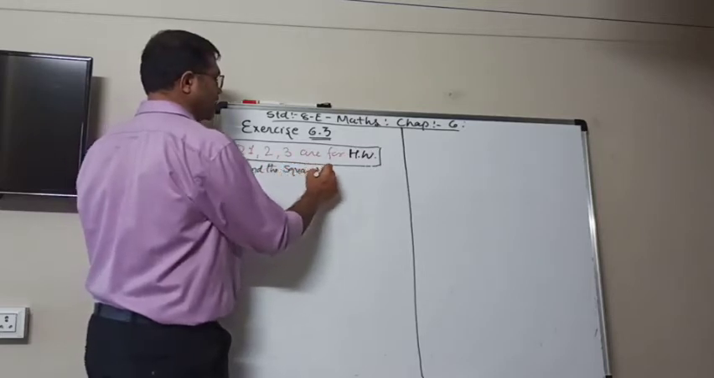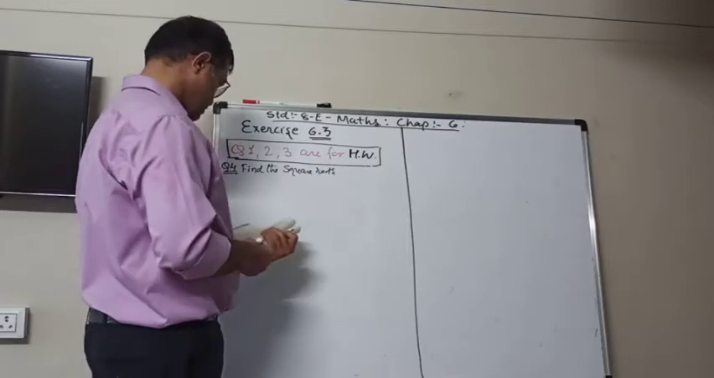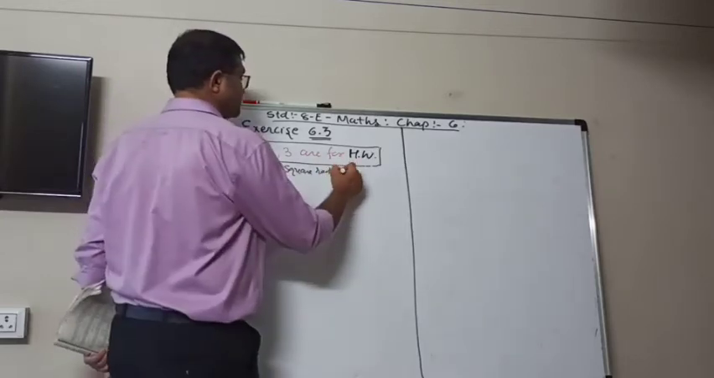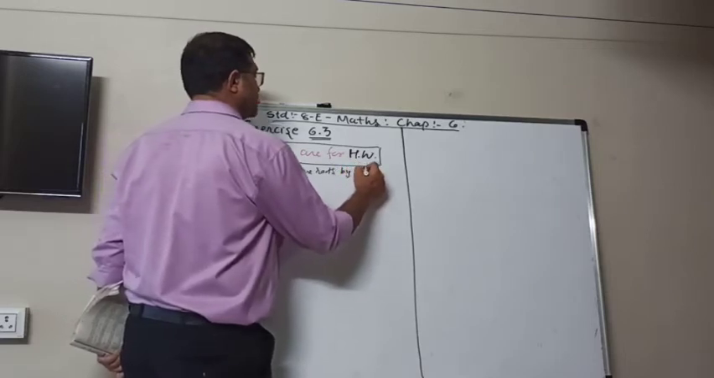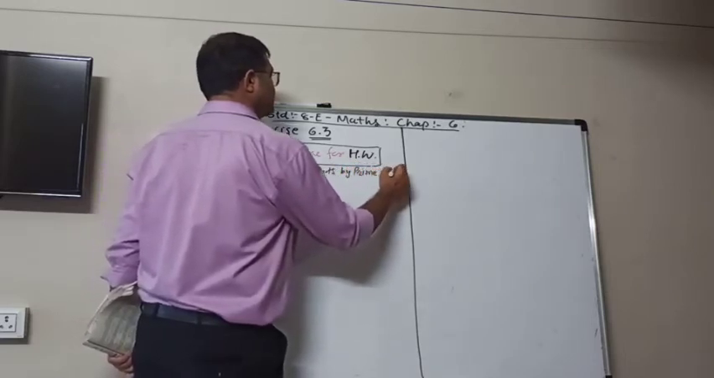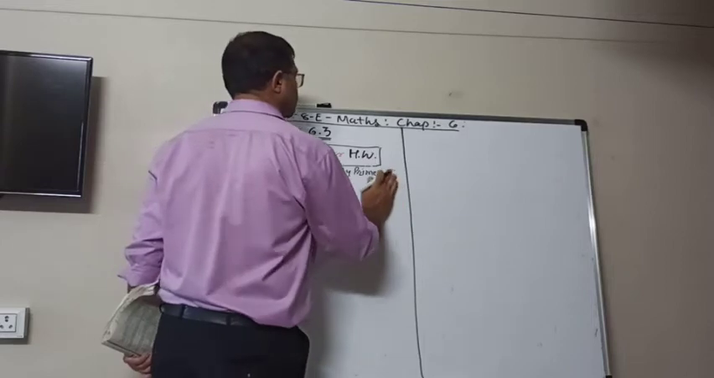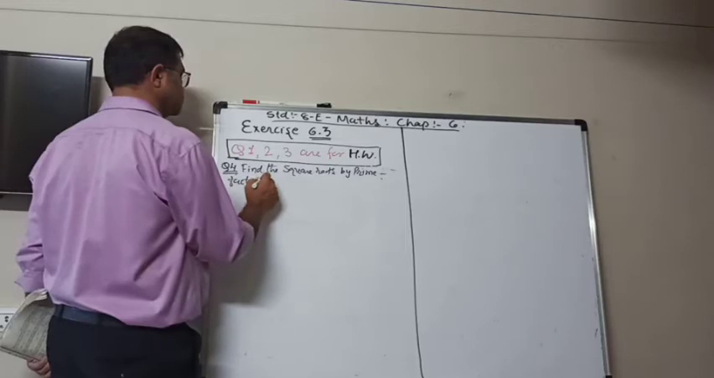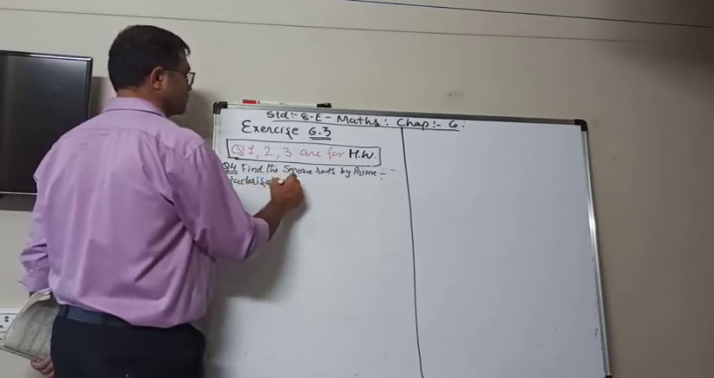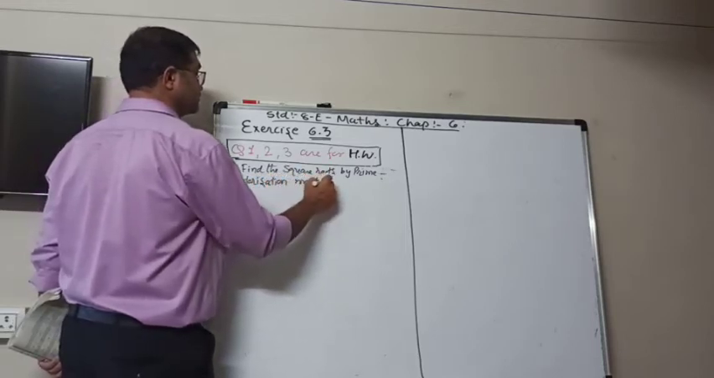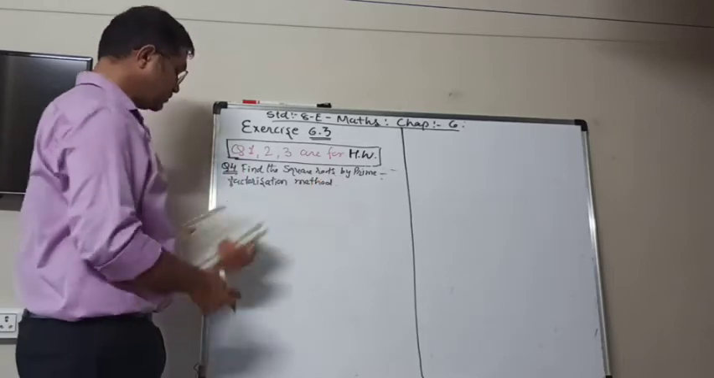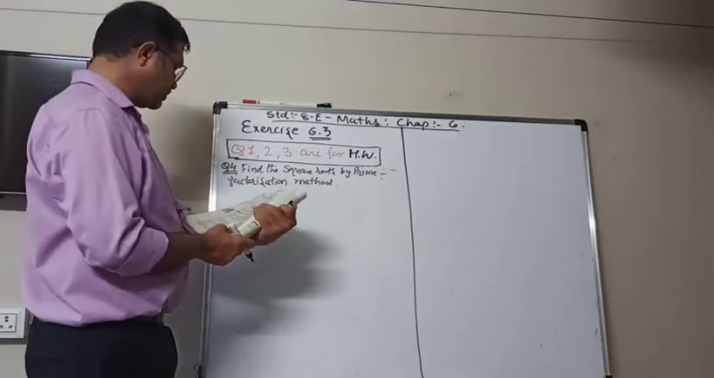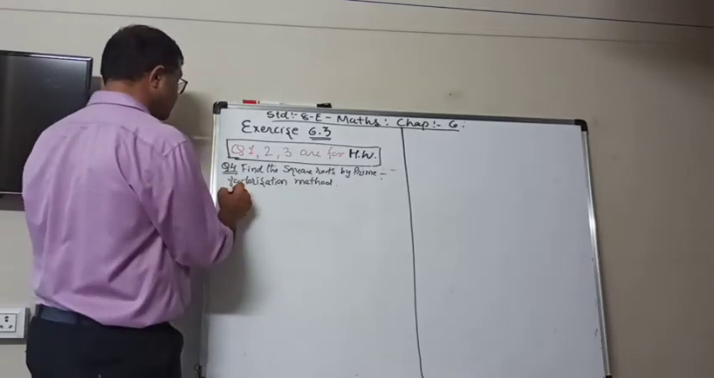Find the square roots by prime factorization method. By prime factorization method. Here there are so many sums, but we will do a few of them, others you can do yourself.